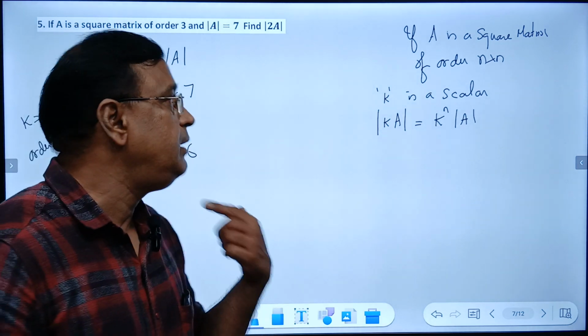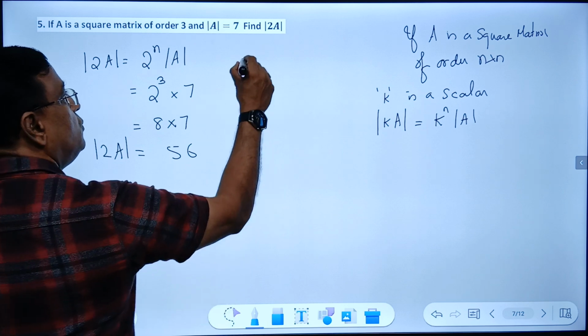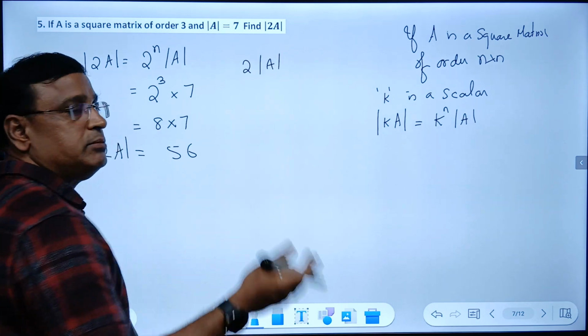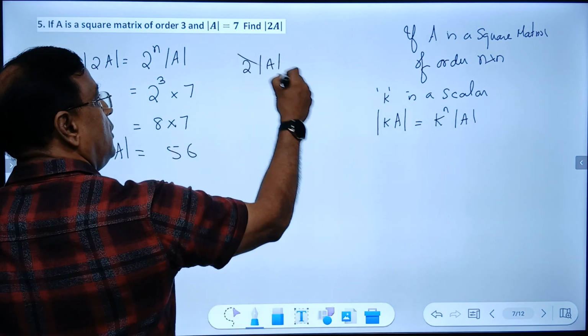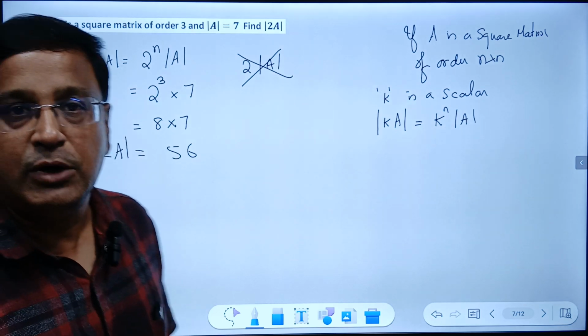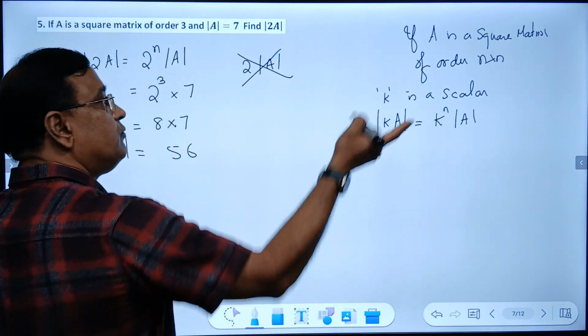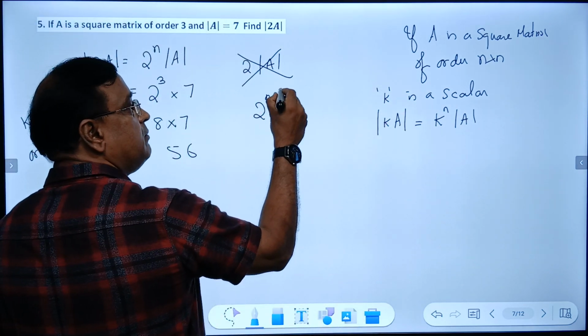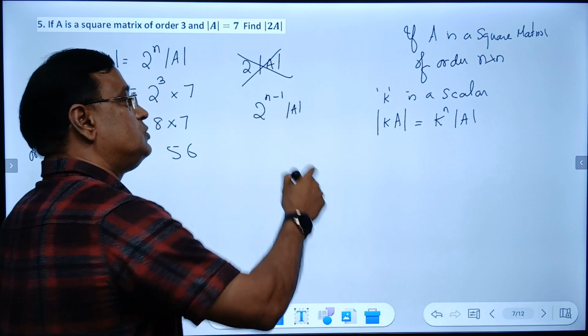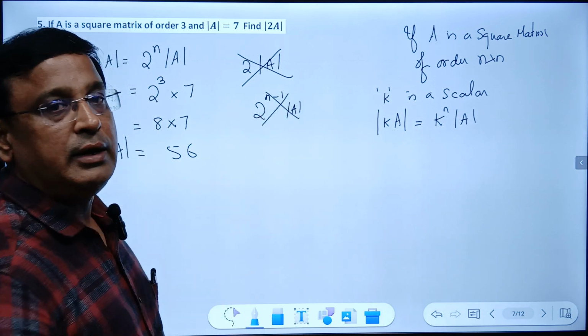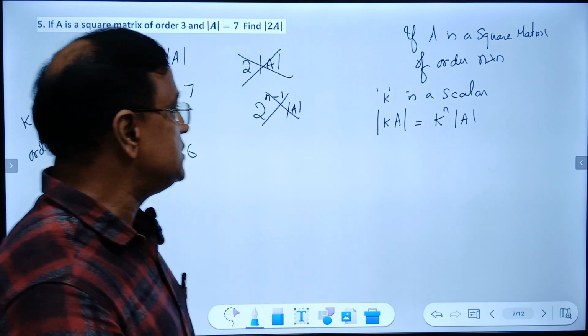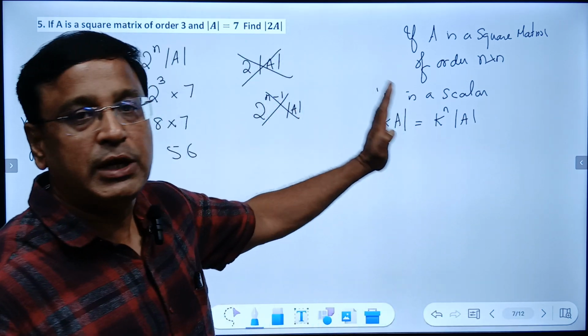1 mark question. Many people write it as 2 times determinant A and they'll end up in trouble. So, be careful. This is not correct. It is 2 power n determinant of A. Sometimes they get confused with the previous formula. They write 2 power n minus 1 determinant A. That also is not correct. It is 2 power n determinant of A. Don't make mistakes. It's easy, just application of formulas.